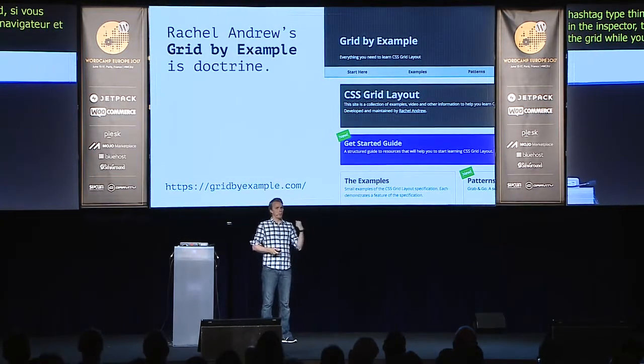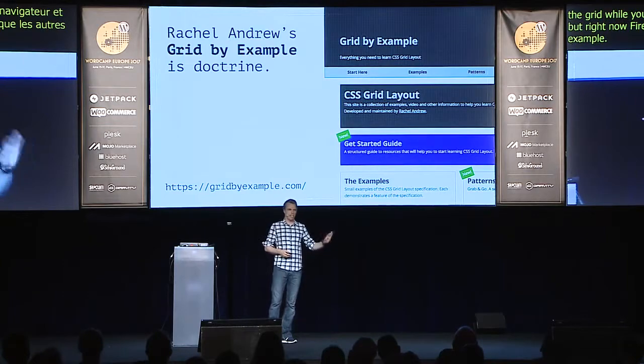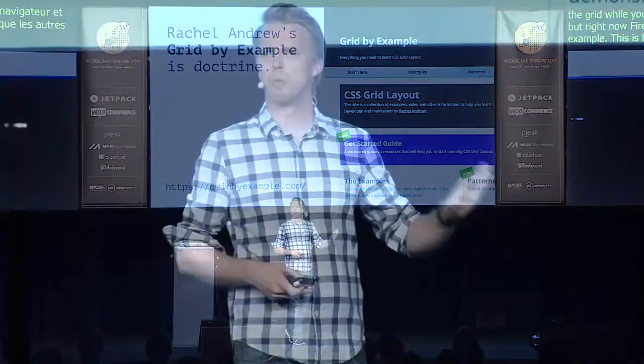Second, Rachel Andrew has a website called Grid by Example. This is basically doctrine. Rachel Andrew is, by and large, the reason why we have CSS Grid in browsers today. She's been pushing it for years and years and years, and she's documented absolutely everything. So if you want to know how it works, go to Grid by Example.